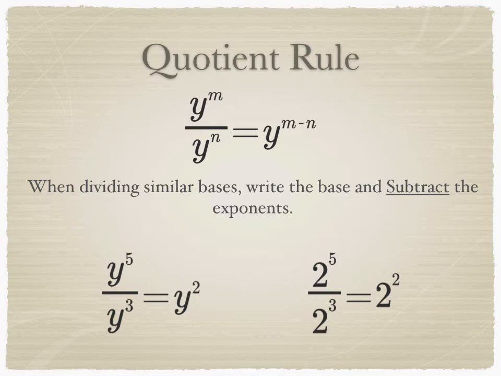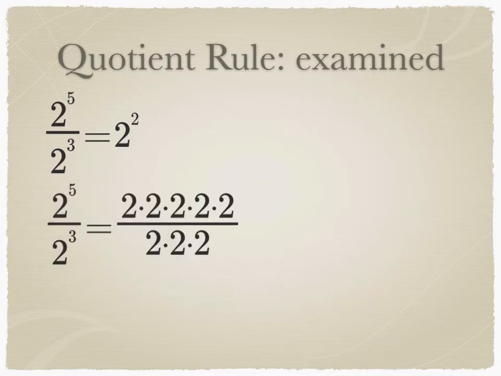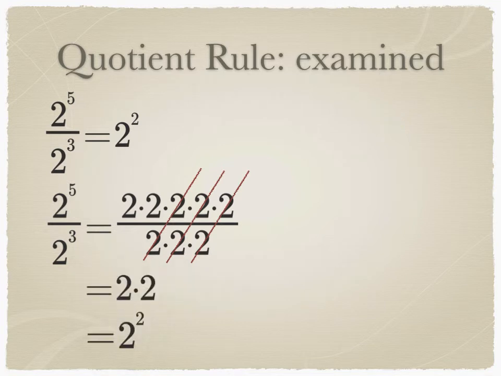Let's examine why it works that way. Okay, we'll look at another equation using 2 to the 5th. 2 to the 5th divided by 2 to the 3rd equals 2 squared. We could rewrite 2 to the 5th divided by 2 to the 3rd as 2 multiplied by itself 5 times, divided by 2 times itself 3 times, and then we can see that 3 of the 2's cancel each other out. Obviously 2 over 2, or any number over itself, is the value of 1. So we end up with 2 times 2, or 2 squared.